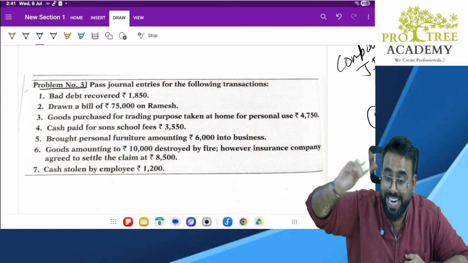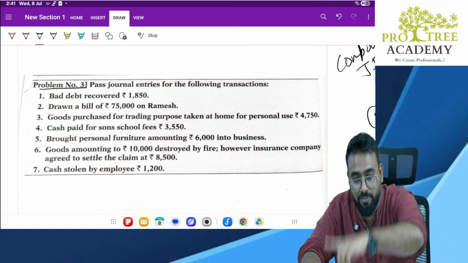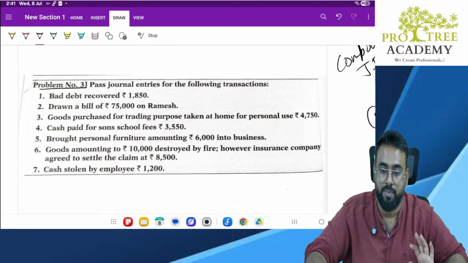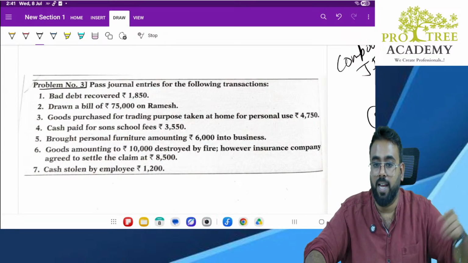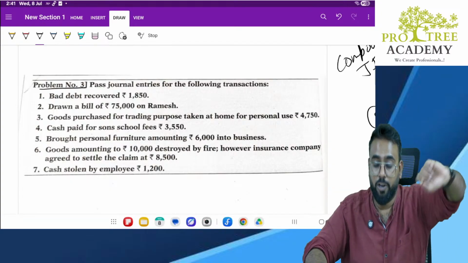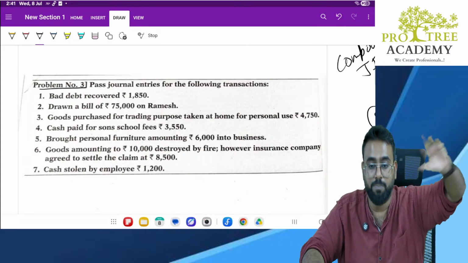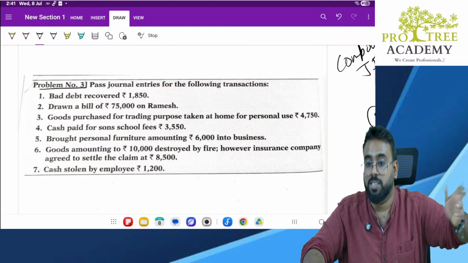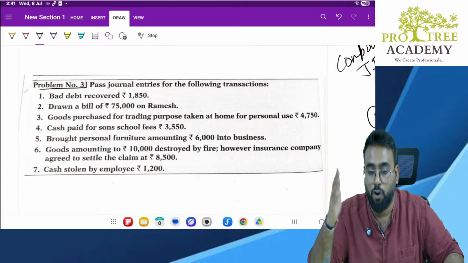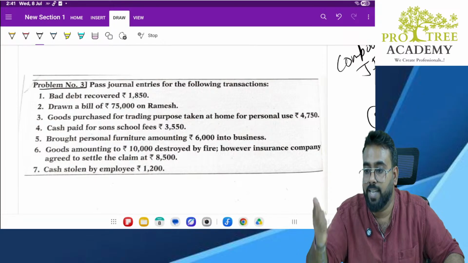So when it comes to debtors, it will be bills receivable. When it comes to creditors, it will be bills payable. We will issue bills payable to the creditor. We will take bills receivable from our debtor. So in this case, we are drawing a bill of 75,000 on Ramesh. Who draws the bill? There are different parties in drawing the bill: there is a drawer, there is a drawee, there is an acceptor.